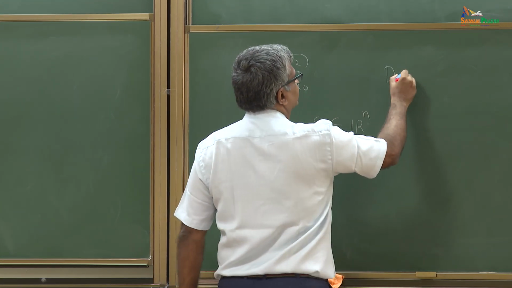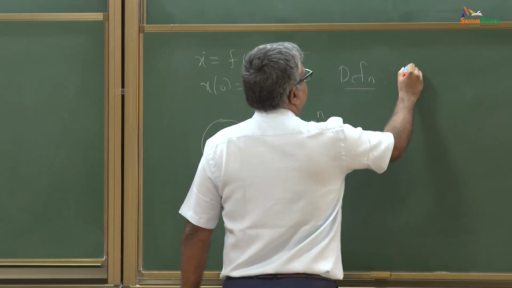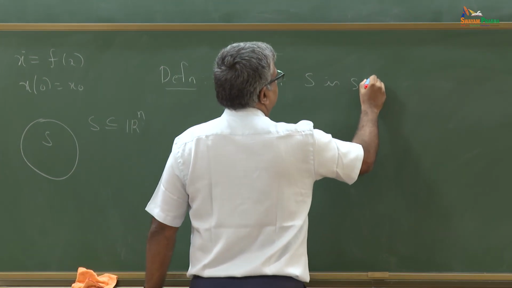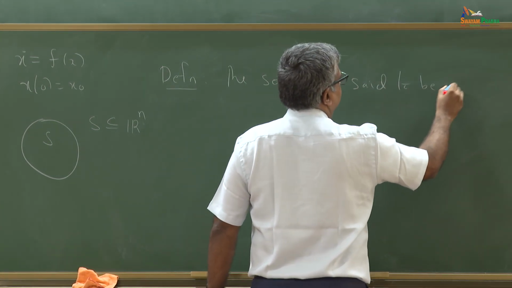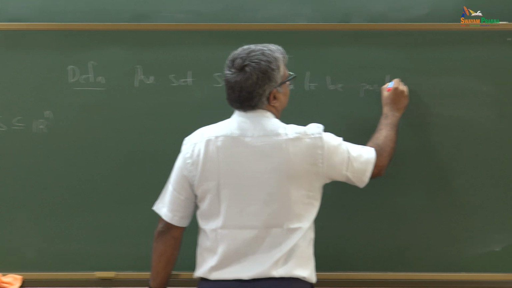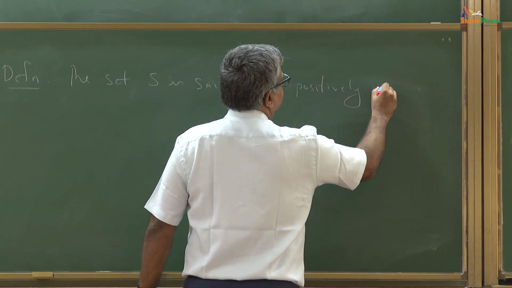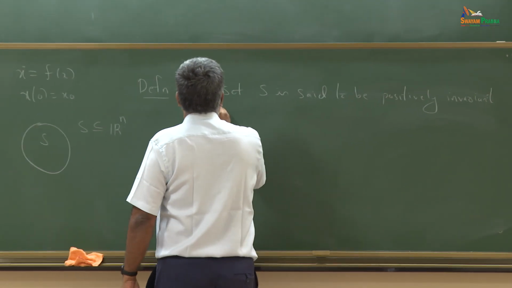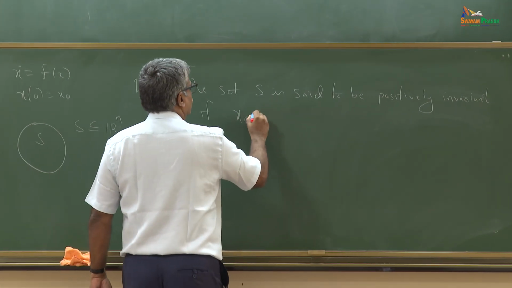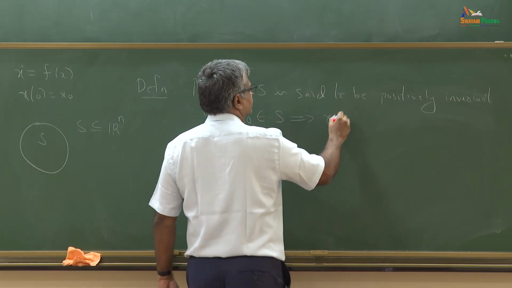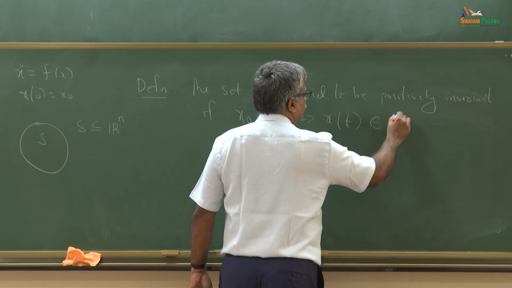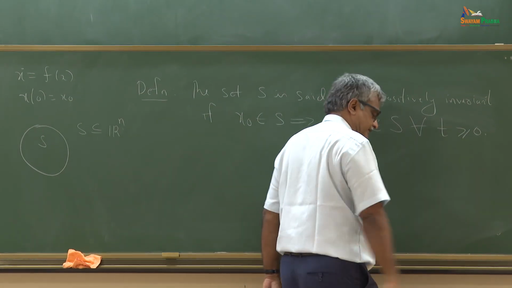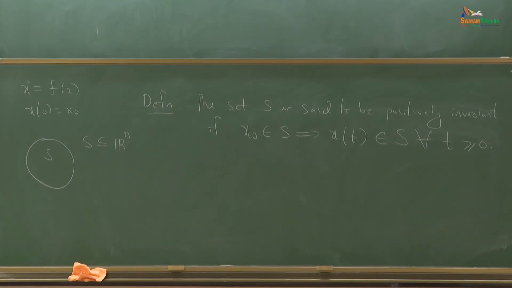So, definition: the set S is said to be positively invariant if x naught belongs to S implies x of t also belongs to S for all t greater than or equal to 0. This is a definition.